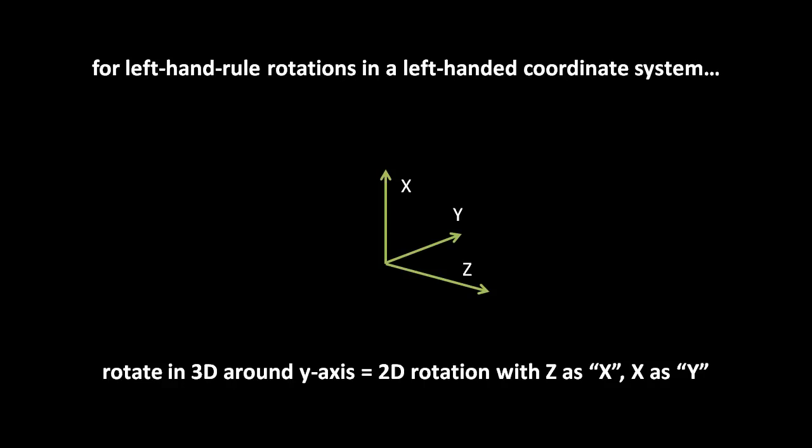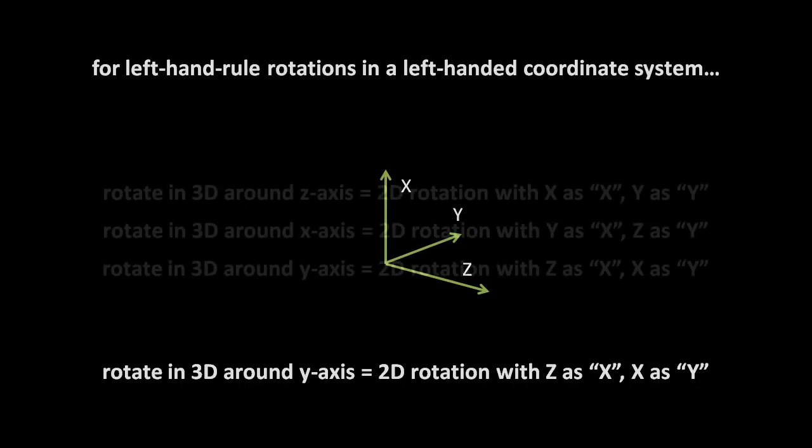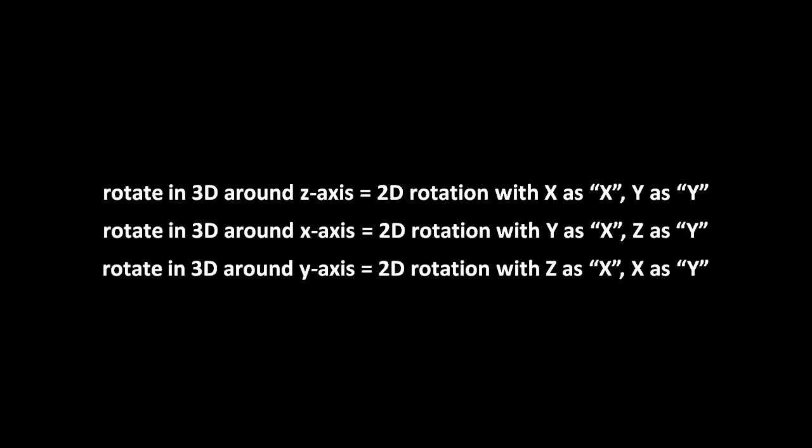Well, we could do one of two things. We could either swap the two coordinate values we plug into our formula, e.g. x becomes y and y becomes x, or we could simply negate the angle of rotation. Again, though, we'll stick to the dominant convention of right-hand rule rotations in a right-hand coordinate system. So again, to be clear, for us, rotations around the z-axis will use x for x and y for y, rotations around the x-axis will use y for x and z for y, and rotations around the y-axis will use z for x and x for y.